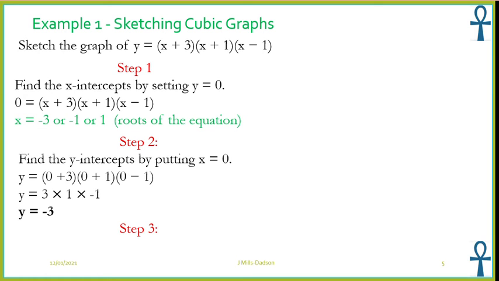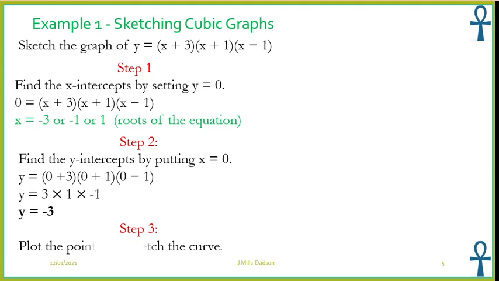Step 2 is to get the y-intercept. You get the y-intercept by setting x equals 0. The first step is y equals 0 to find x. Second step, x equals 0 to find y. So if x is equal to 0, all you have is 3 in the bracket, 1 and negative 1, and you multiply. That gives you negative 3. So I now know my roots and I know my intercepts.